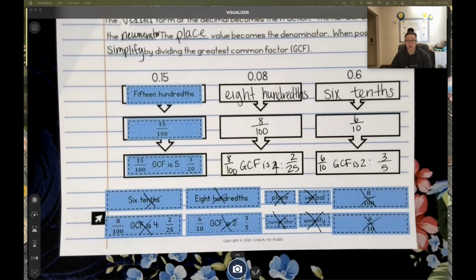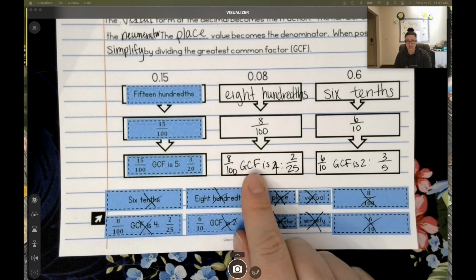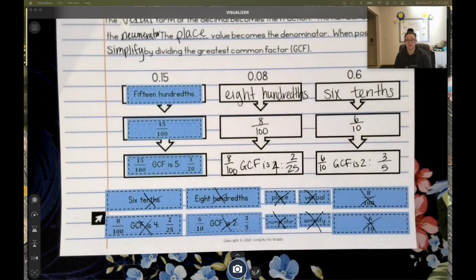Now we're going to go into a review of how to simplify fractions when we're finding this GCF, that greatest common factor. If you have any questions, make sure you check in with us. Please, please, please let us know if you need anything. Good luck.